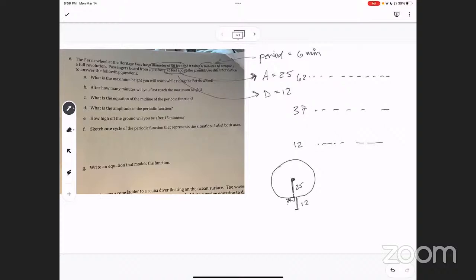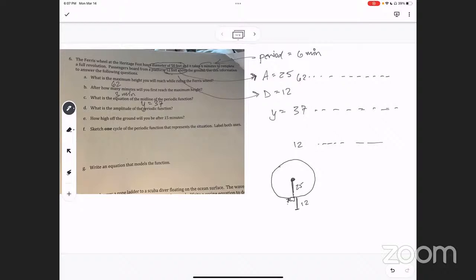So it says, what's the max height that you will reach? Well, that's 62, right? Makes sense? After how many minutes will you first reach the max height? 3. Good. That'd be half of a revolution, or the half of a period, rather. Revolution, same deal in this case. So 3 minutes, assuming you're not stopping, of course. What is the equation of the midline? So this is your y equals 37 right there. That's your midline, right? So y equals 37, because y equals is a horizontal line, right?